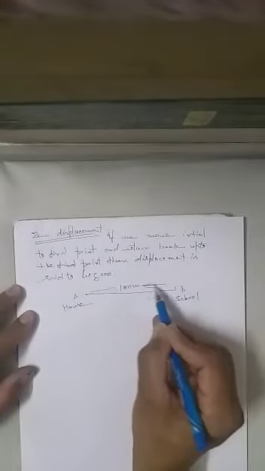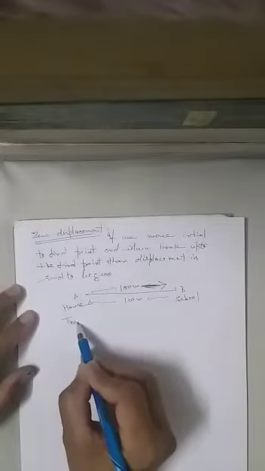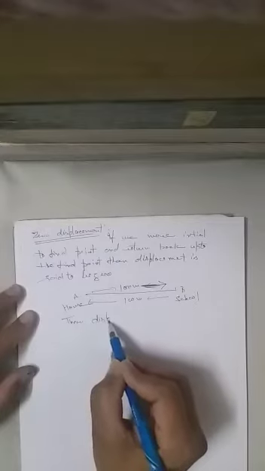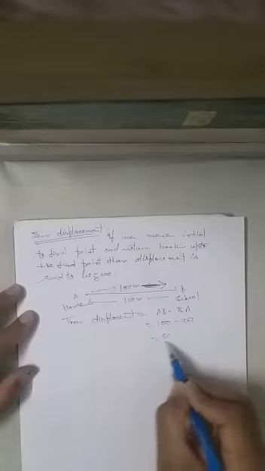And in the evening, we return back again 100 meter. Then the displacement is equal to AB minus BA, which is 100 minus 100, 0.